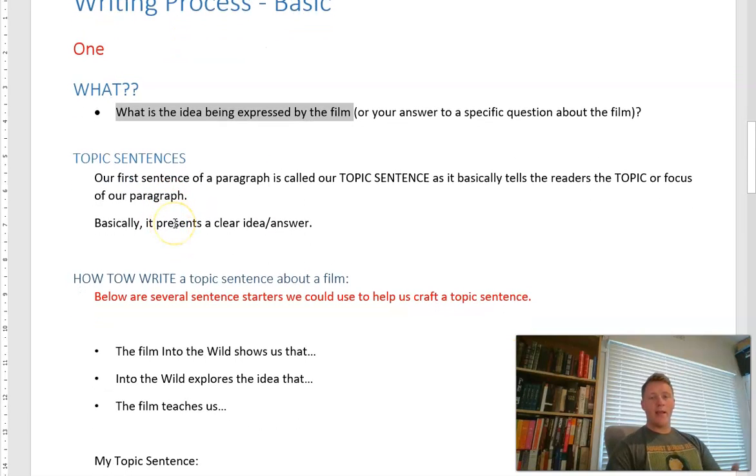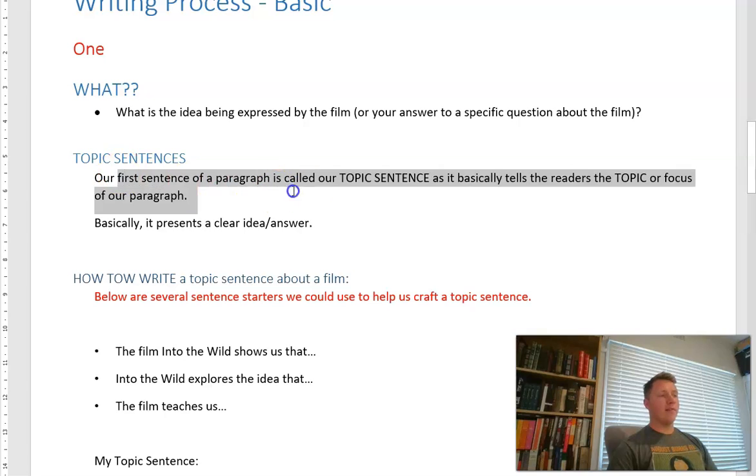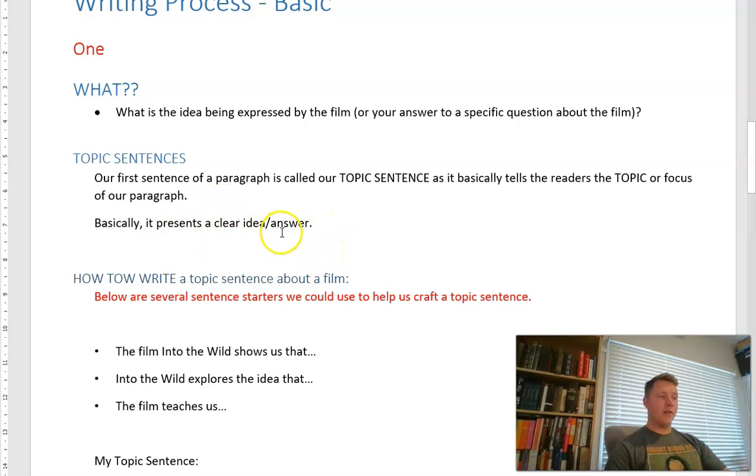So the way that we're going to answer this is to write ourselves a topic sentence. That'll be the first sentence of our paragraph. And almost in any form of writing that you do, usually if it's informative or analytical, your first sentence will be the main idea. You're trying to tell your reader the topic. So that's exactly what we're going to do with ours. So our first sentence of the paragraph is called our topic sentence, and it basically tells the reader the topic or the focus of our paragraph. So basically it presents a clear idea or answer.